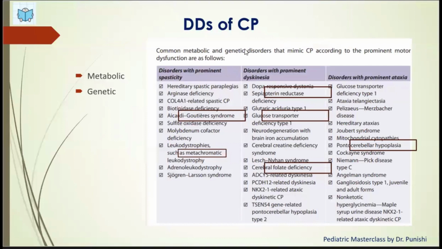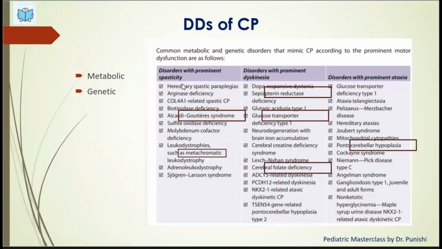Common metabolic and genetic disorders that mimic CP, according to the prominent motor dysfunction, could be either metabolic or genetic. Again, this is a beautiful table given in the IAP guidelines, which points out, depending on what type of motor involvement, whether it's spasticity, dyskinesia, or ataxia, what underlying metabolic or genetic condition could mimic cerebral palsy.